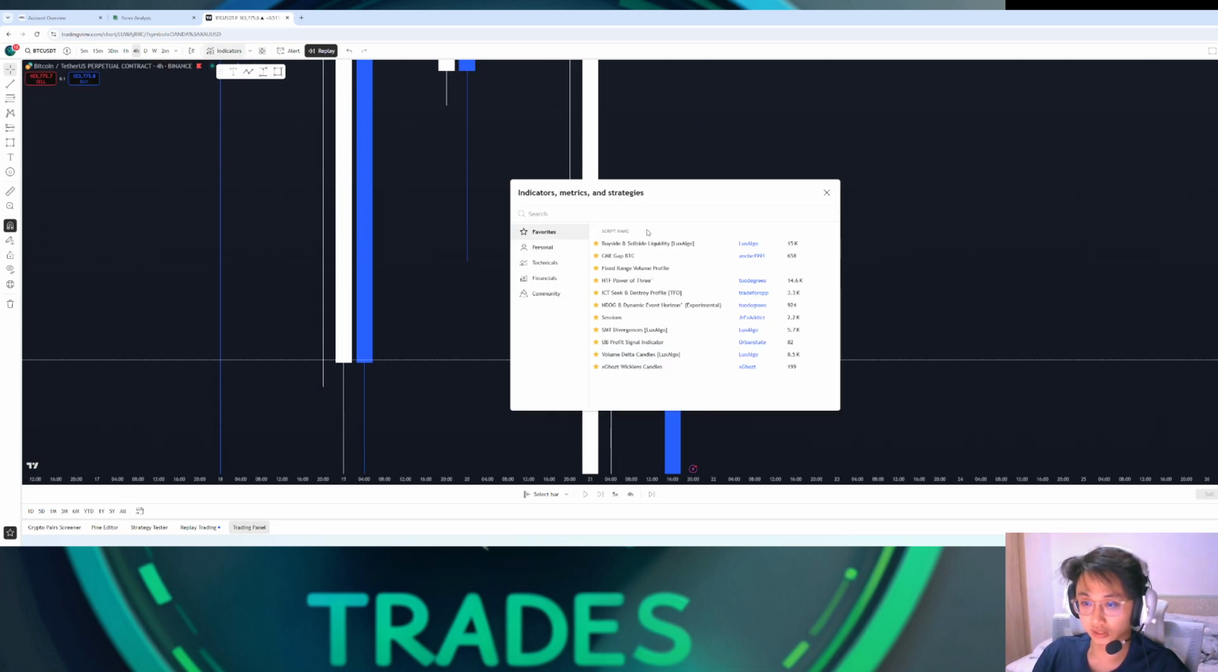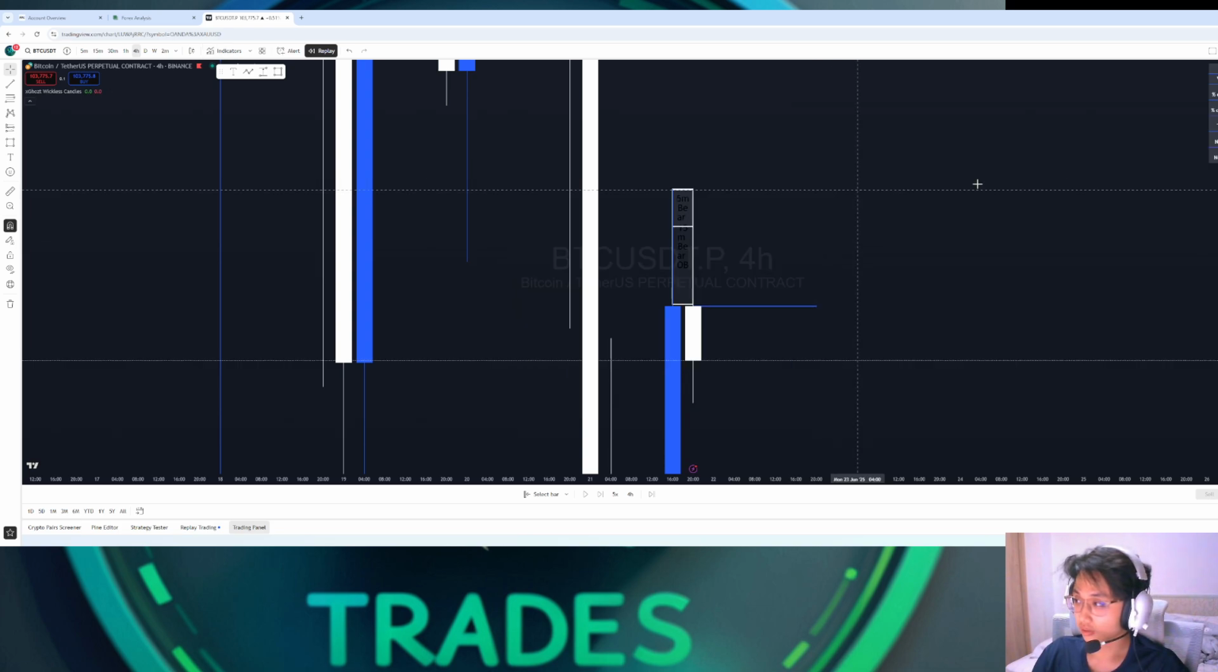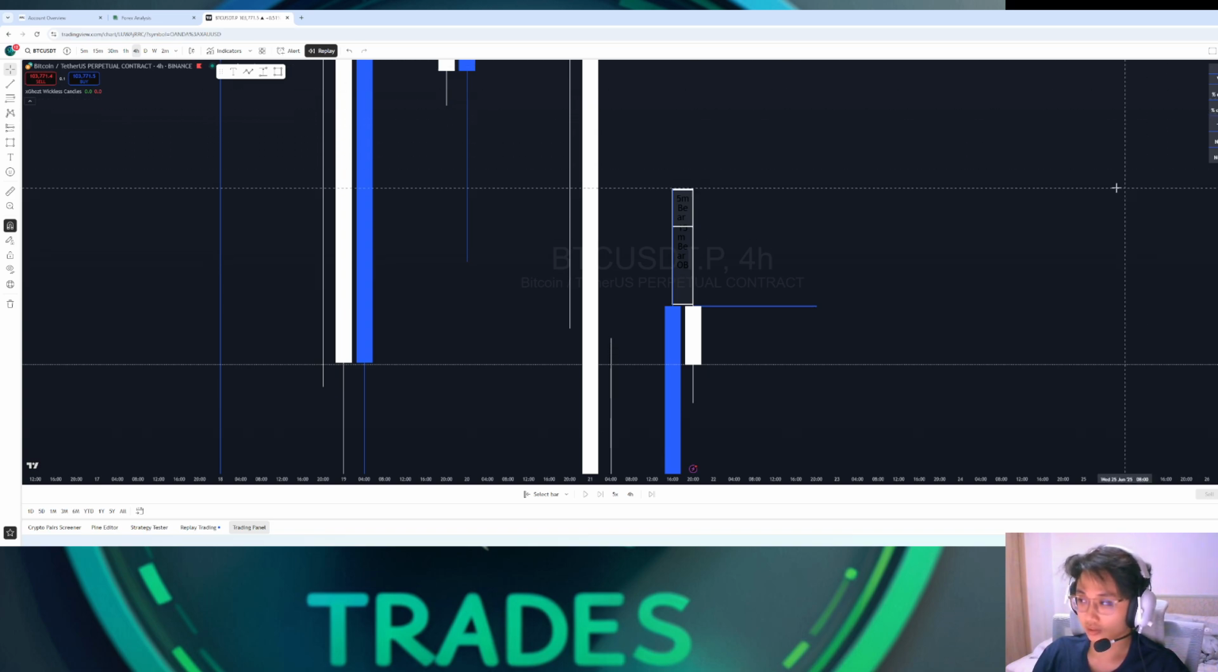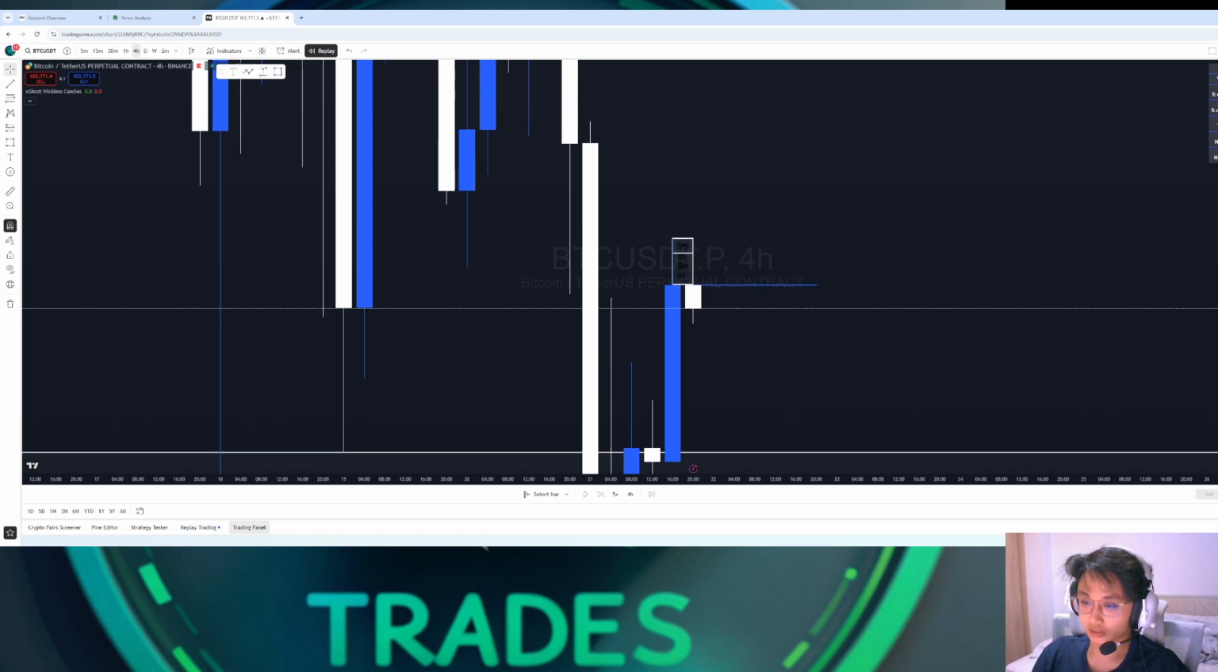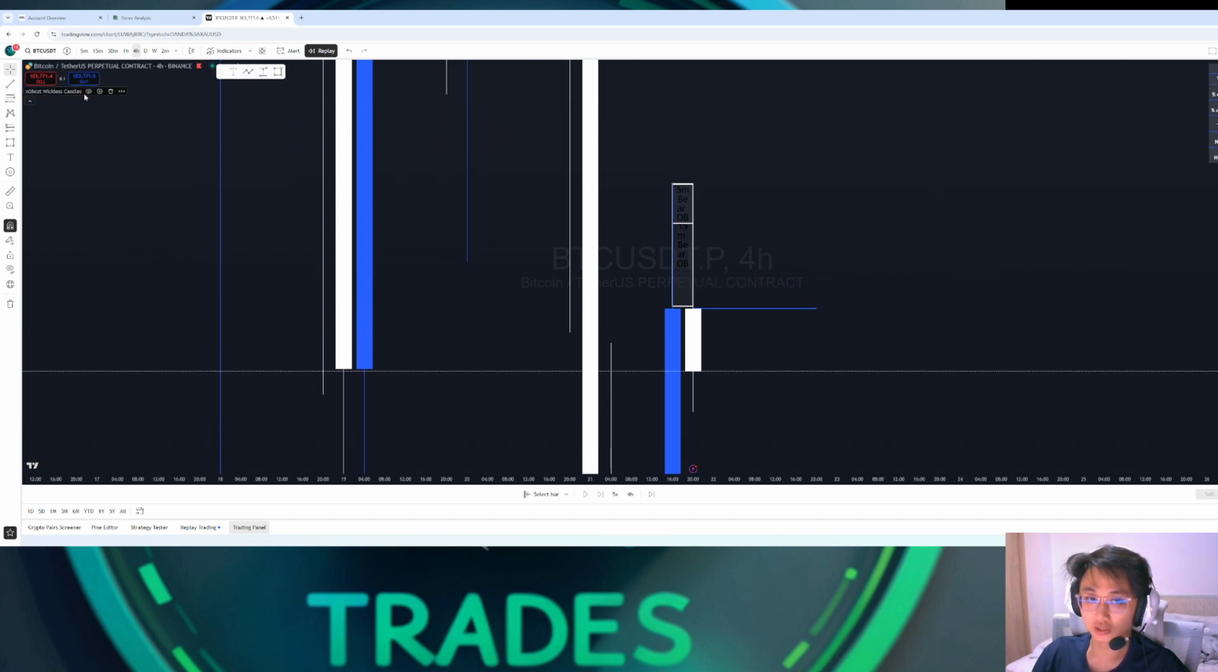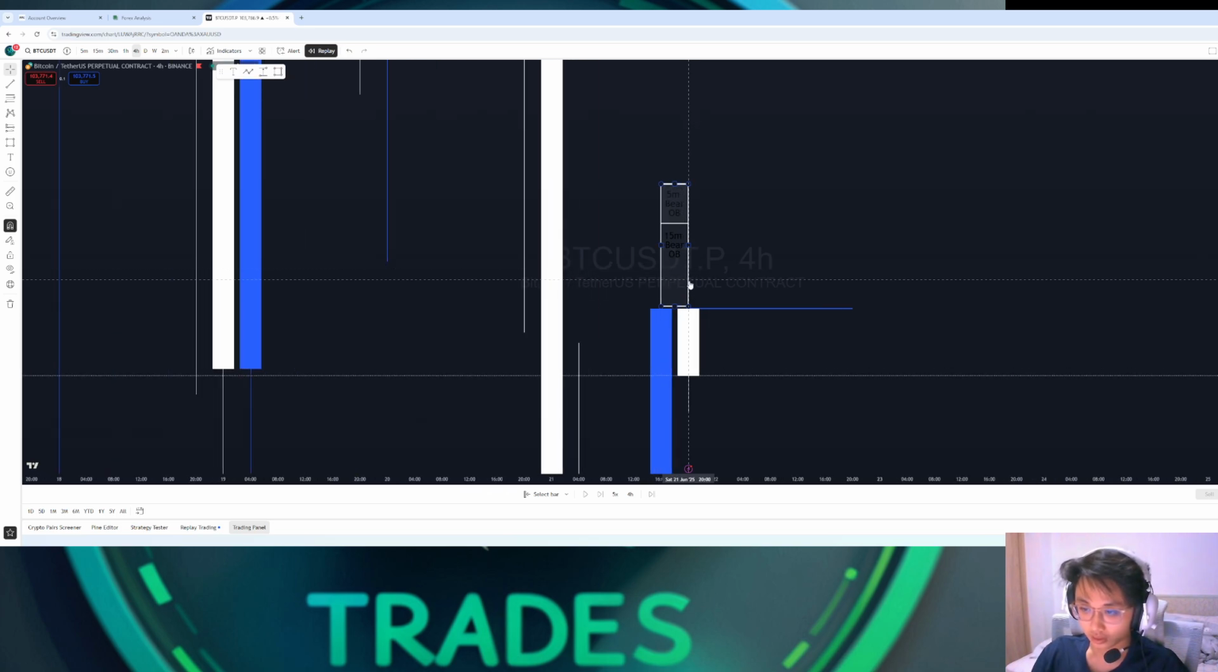Here you can see that for Bitcoin, these are the amount of wickless bull and bear candles. If you add them up together, it's around 1%. Before this 4-hour candle on the 8 p.m. was created, it had no bottom wick. So I was expecting a bottom wick to be put in.